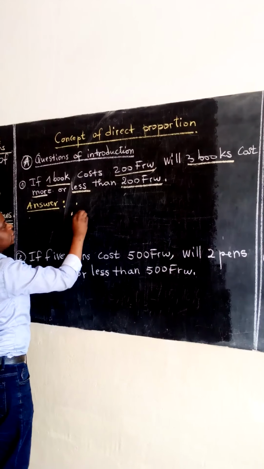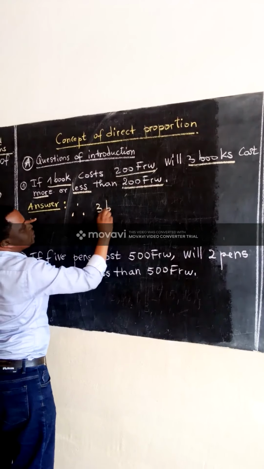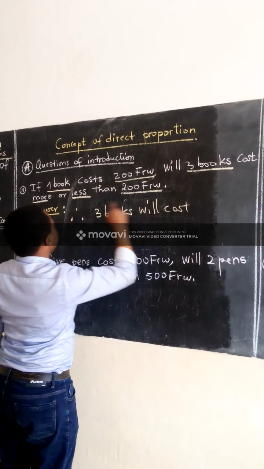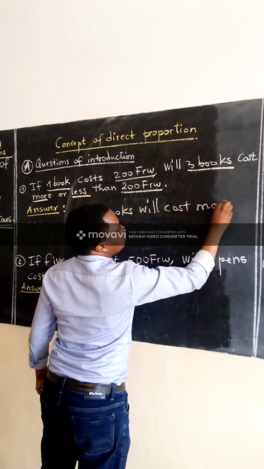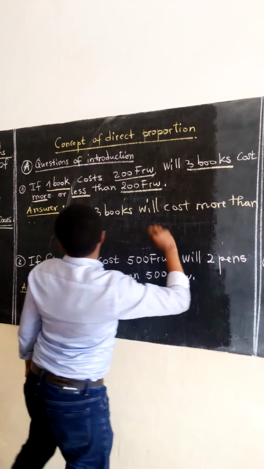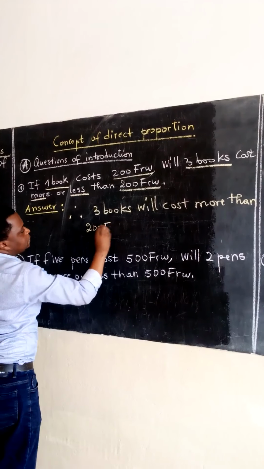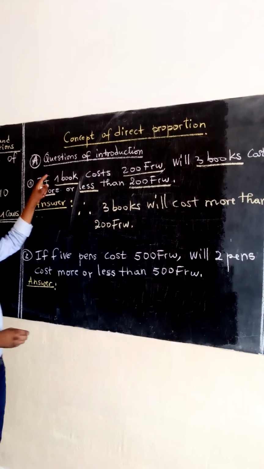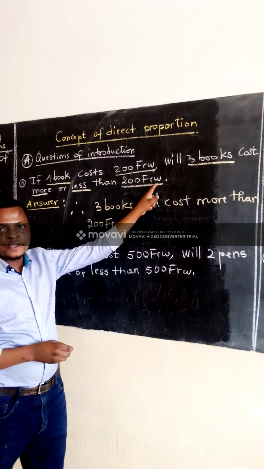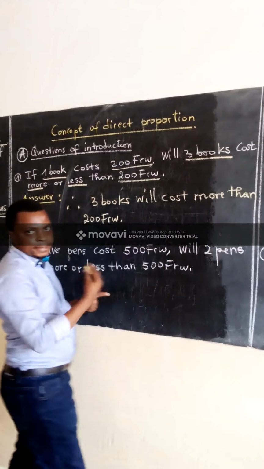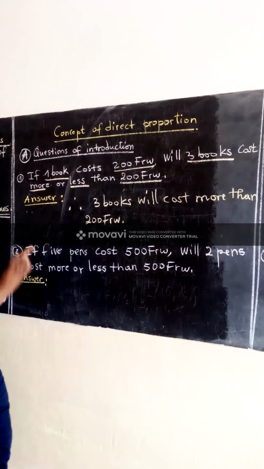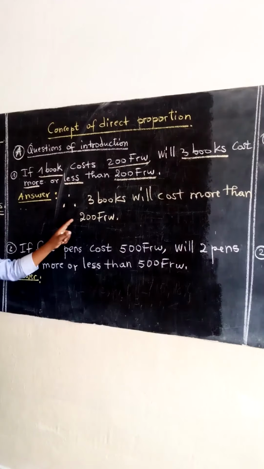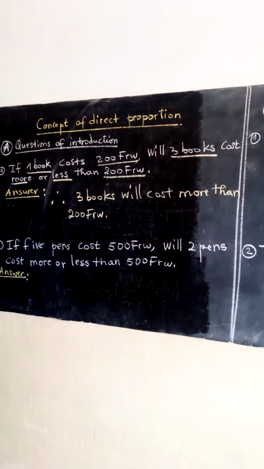Therefore, as you can see, 3 books will cost more than 200 francs. If one quantity increases, even the other quantity will increase. It is proportional. One quantity increases and another quantity also increases. We will see how we can find this in our examples.